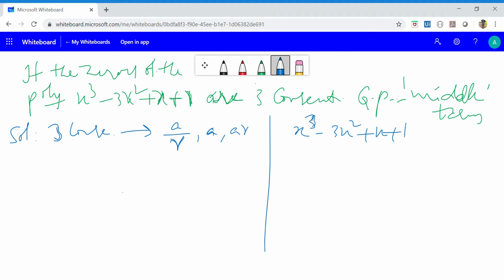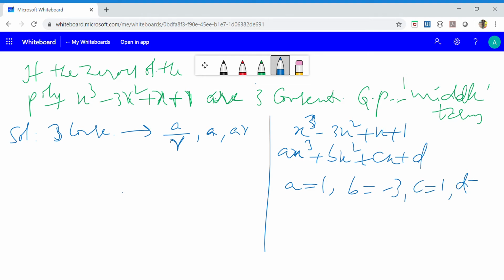You have to compare this with ax cube plus bx square plus cx plus d. Then what is a? X cube coefficient, 1. What is b? Minus 3. What is c? 1. What is d? 1. Okay. Now what did he ask? Middle term. What are the three consecutive terms in our assumption? a by r, a, ar. So the middle term is a. A you have to find out.